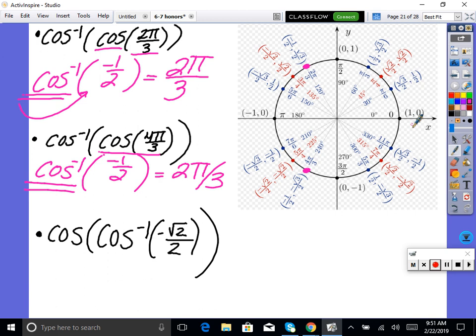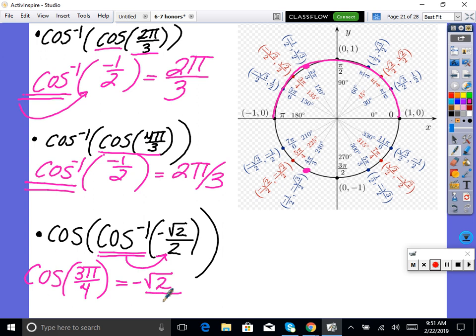Okay, let's do this one. Cosine of cosine inverse of negative root 2 over 2. Let's start from the inside out. This says what angle has an x value of negative root 2 over 2? Now we know we have to answer up here, don't we? And only up here, so our answer would be 3 pi fourths. So now we're doing the cosine of 3 pi fourths, and that would be the x value, which is negative root 2 over 2. Now did that one just cancel out?